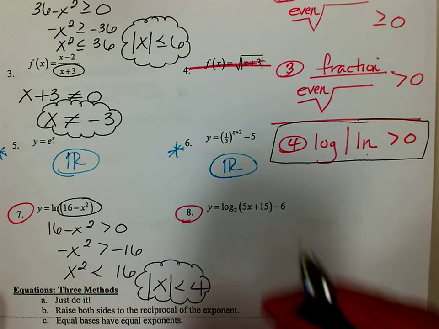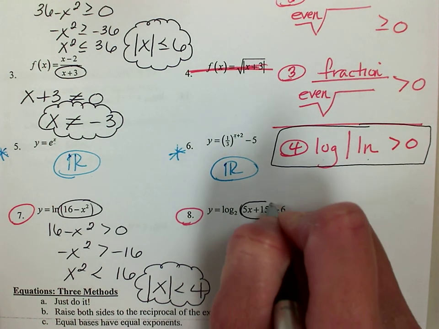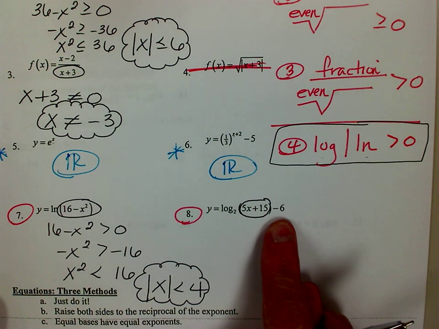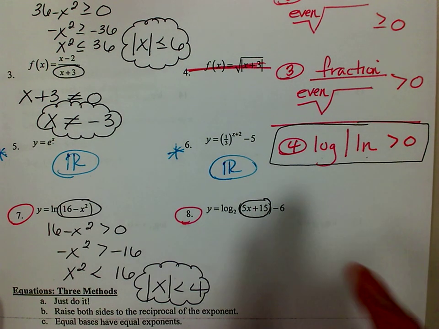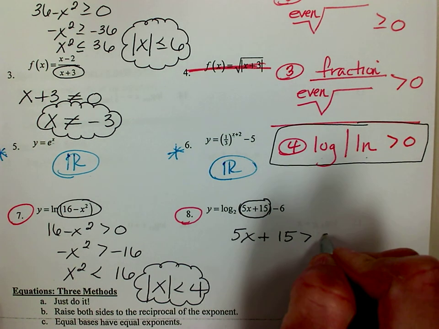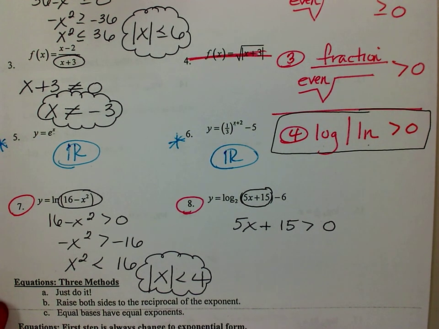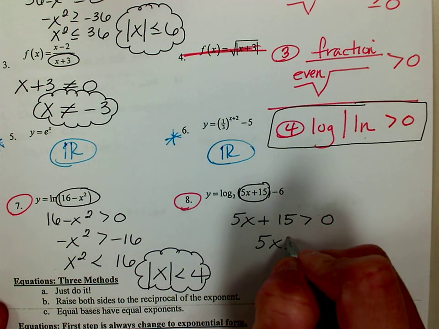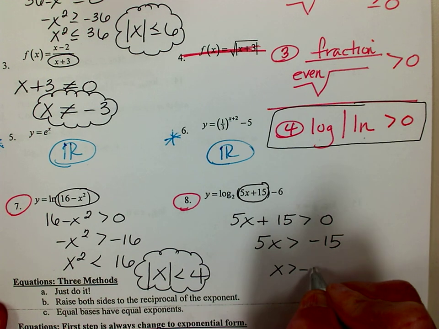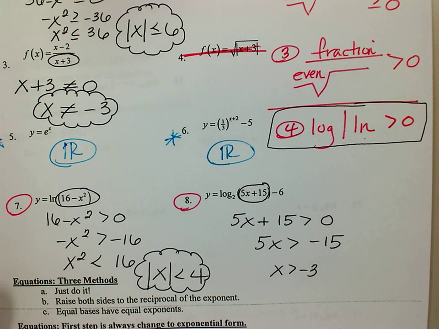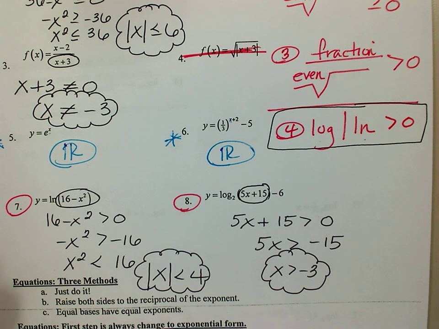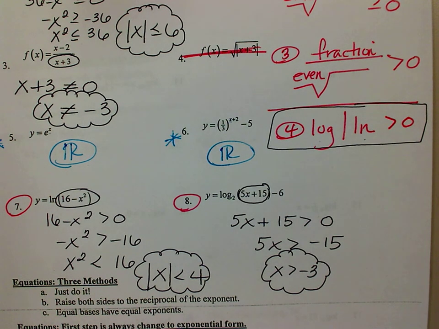Okay, number 8. This right here is my argument. This has nothing to do with it because it's not in parentheses. So 5x plus 15 must be greater than 0. And then we're going to work backwards. We're going to subtract over the 15, divide over the 5. I don't have to put an absolute value because there wasn't an x squared, so just this is my answer. Okay, so that is domains.